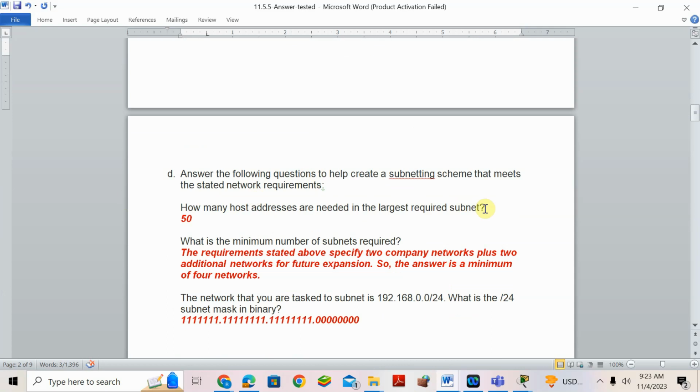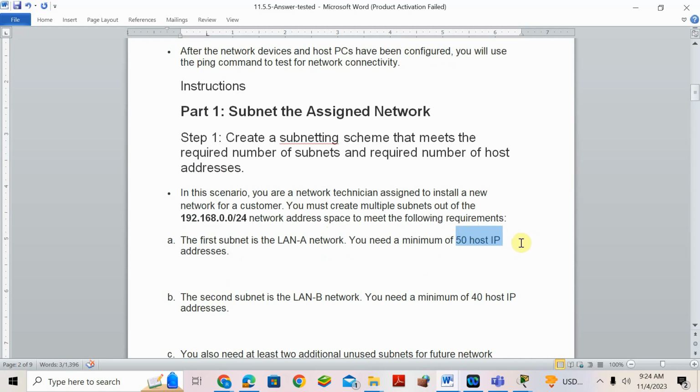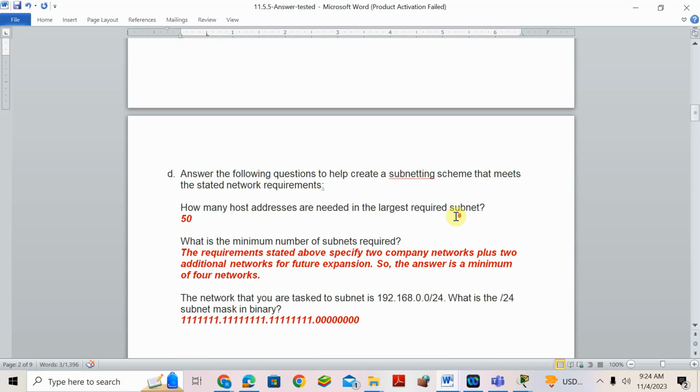Answer the following questions. How many host addresses are needed in the largest required subnet? Here we have 50 hosts and 40 hosts. Which one needs the maximum? LAN A. What is the maximum requirement? 50 IP addresses, so I write 50 here. What is the minimum number of subnets required? That was the host address, now they're asking the minimum number of subnets.